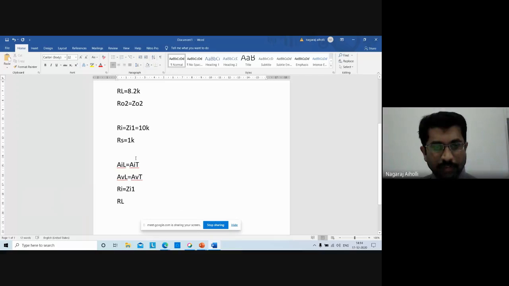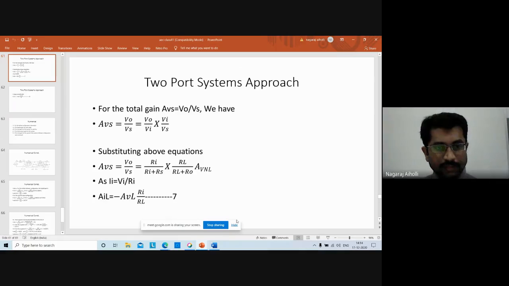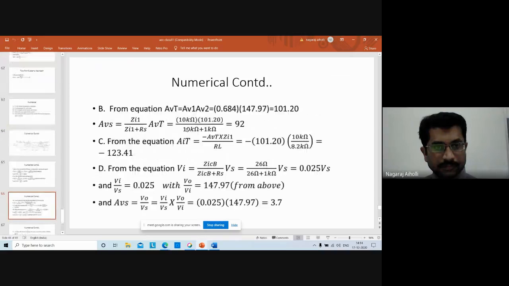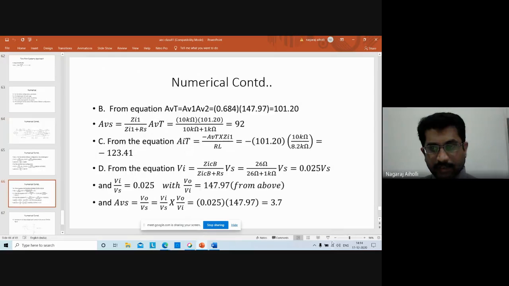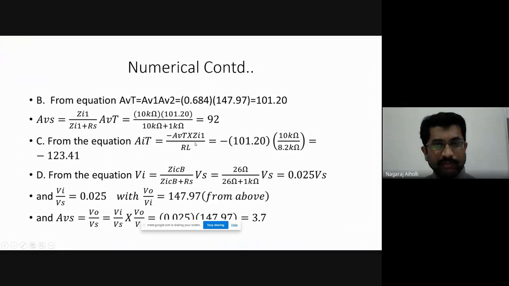So accordingly modify the equation. The equation will be this. AIT will be equal to minus AVT into ZI1 by RL. Wherever there is AIL, put it as AIT. Wherever there is AVL, make it as AVT. Then wherever there is RI, that is ZI1, and RL remains the same. Now AVT, total voltage gain, we have calculated 101.20.